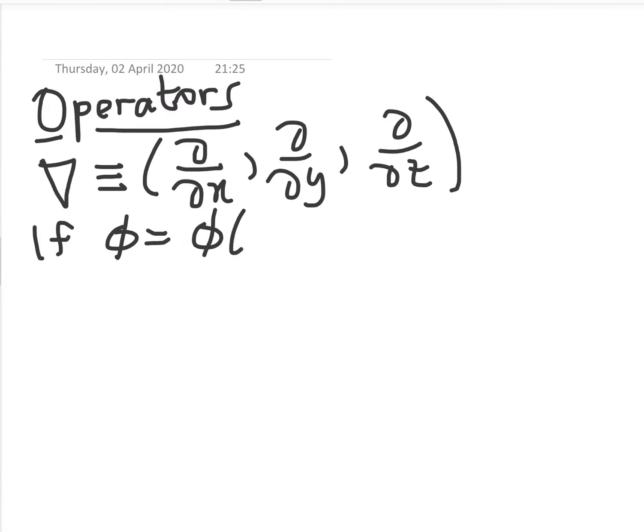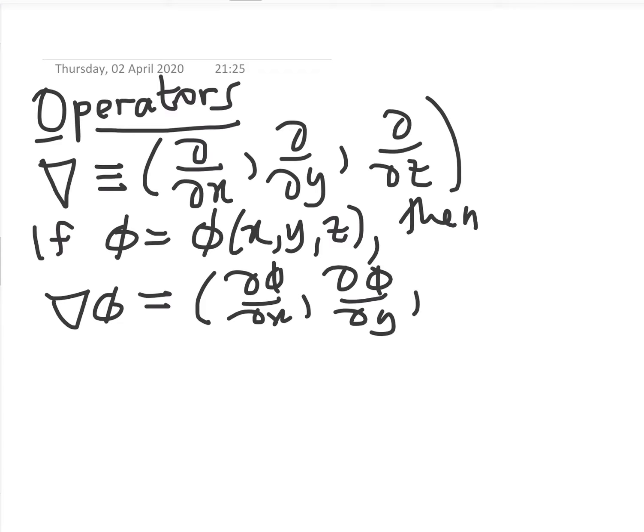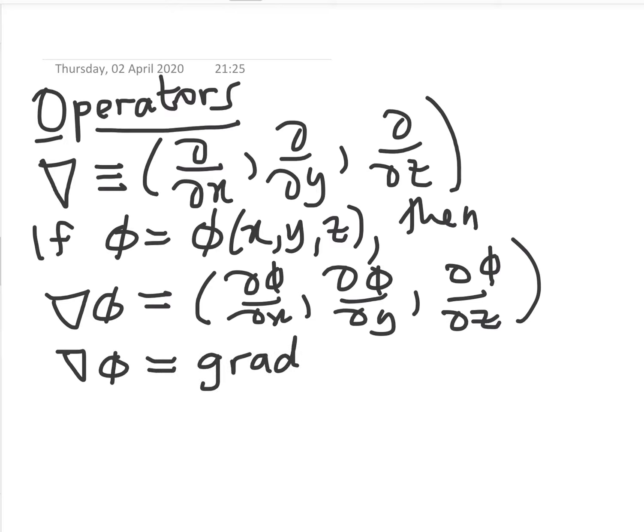function of, in this case, 3 variables x, y, z, then the del operator on the function phi is defined as this vector operating on phi, which gives rise to the partial derivative of phi with respect to x, the partial derivative of phi with respect to y, the partial derivative of phi with respect to z. You will notice that in this case del phi is exactly equal to grad phi, the grad being the operator we defined earlier on.